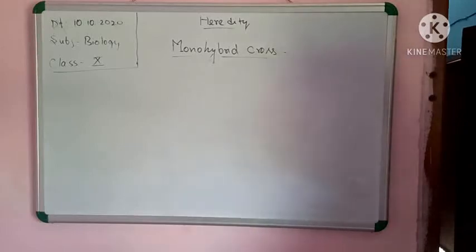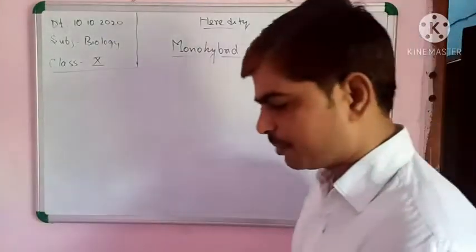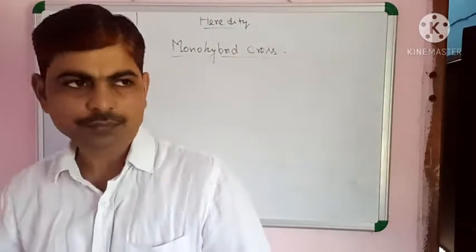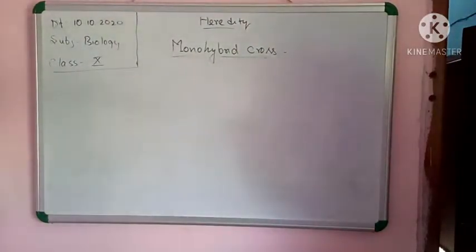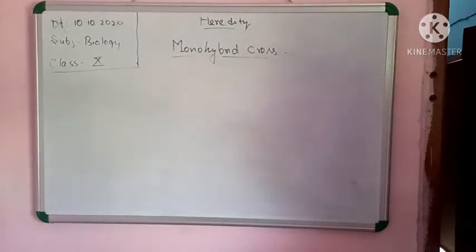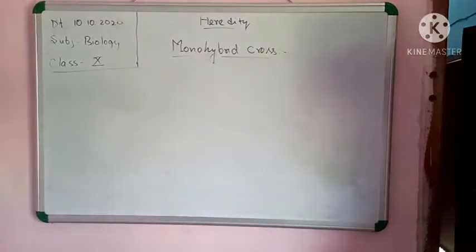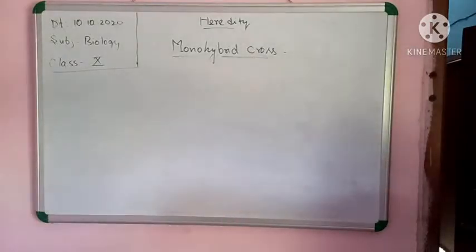Okay, dear students, a breeding experiment conducted only on the basis of one character, means a breeding experiment dealing with a single character, is called monohybrid cross. Now see, what are the steps in a monohybrid cross?